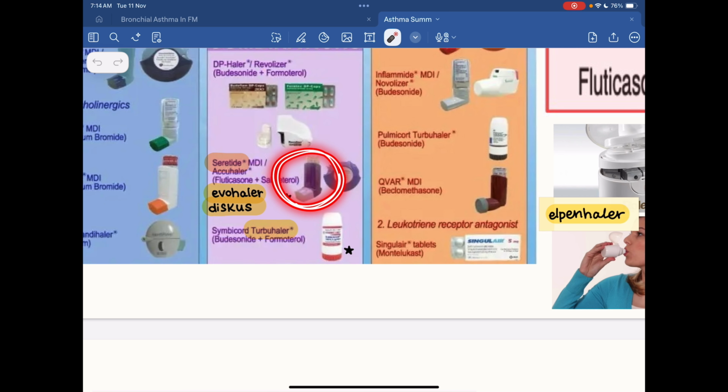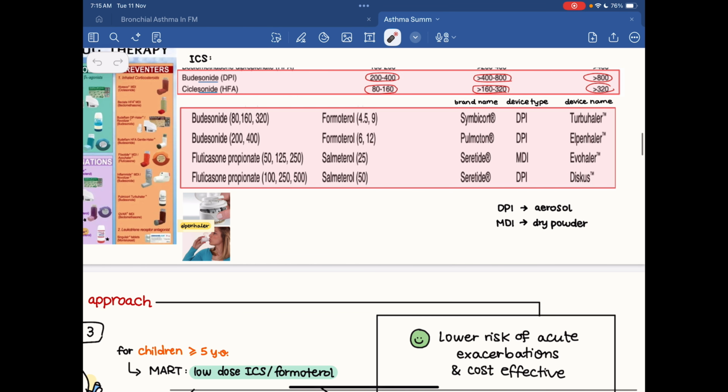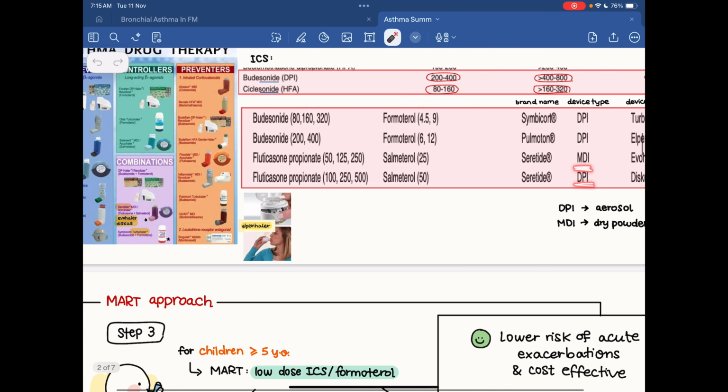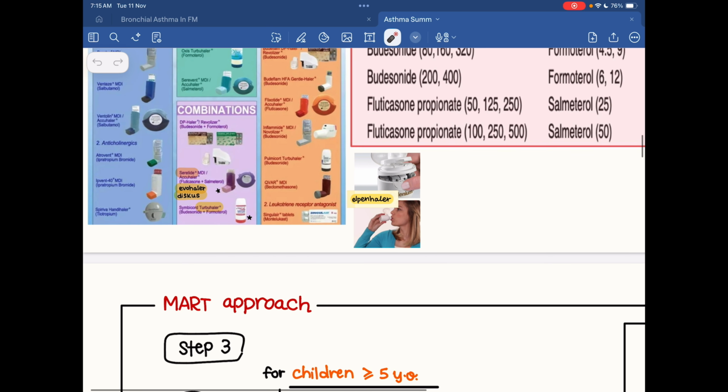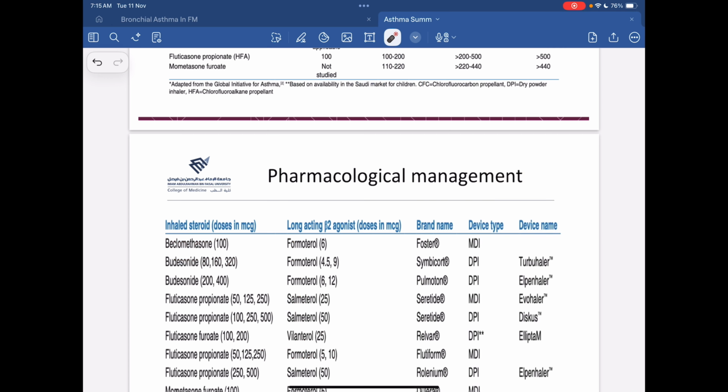This is it. I used to take this but I switched to this. This is our Evohaler. And this is our Diskus. They're both fluticasone propionate and salmeterol, both from the same company, but one is aerosol and one is dry powder.